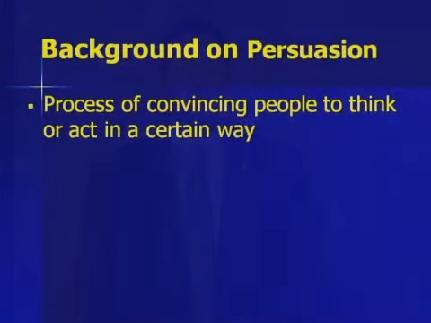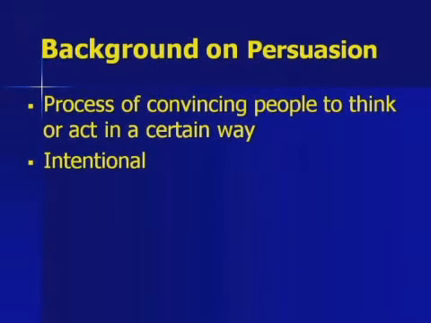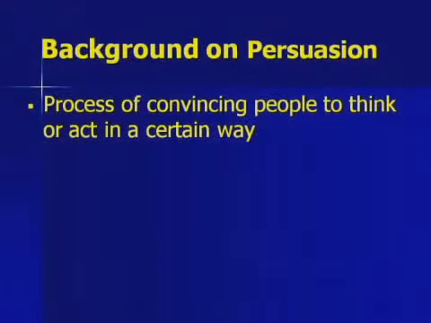Now, sometimes persuasion is intentional, and sometimes it's unintentional. Intentional persuasion is when I set out to want to change your mind or change your action. I try to persuade you. Sometimes the persuasion, though, is unintentional. Unintentional persuasion, I happen to be persuaded by something you said, even though you necessarily didn't mean to persuade me. For our case today, we're going to be talking about intentional persuasion, where we set out to change somebody's mind or change their action, or convince them to think or act in a certain way.